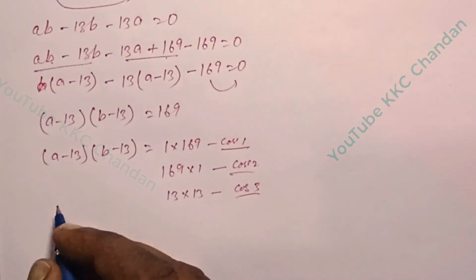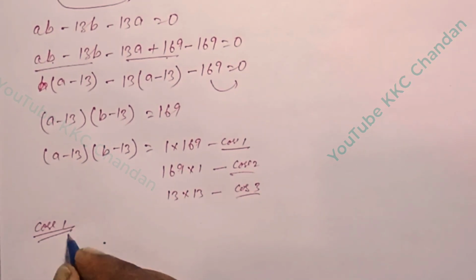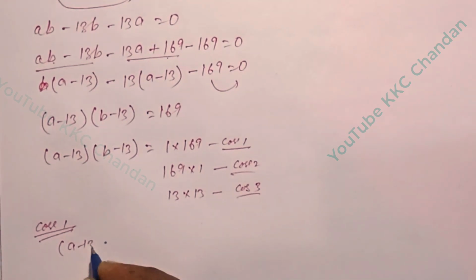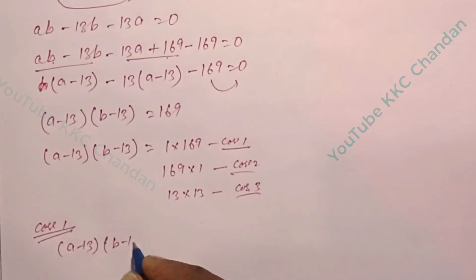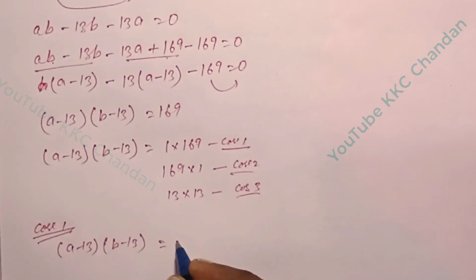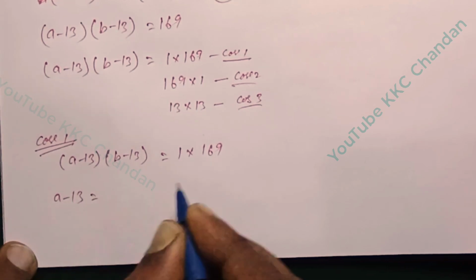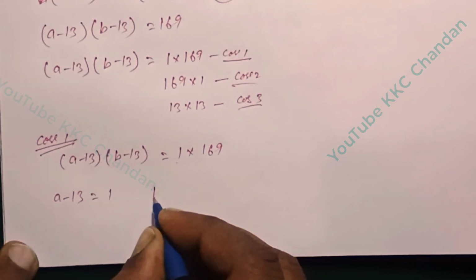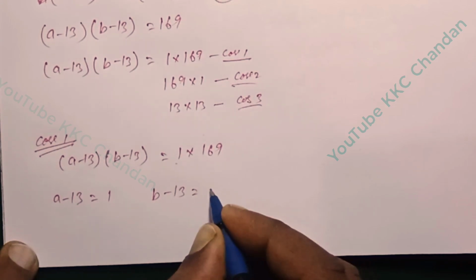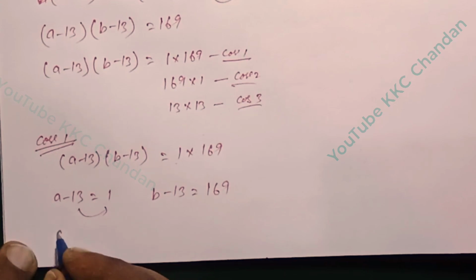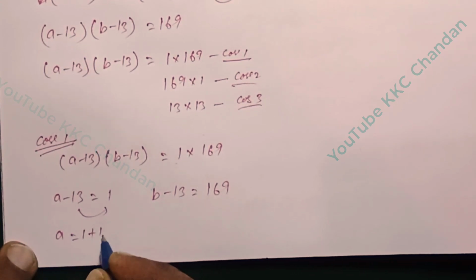See first, case number 1 says that bracket open a minus 13 into b minus 13 is equal to 1 into 169. After the next step, a minus 13 is equal to 1. Here b minus 13 is equal to 169. After the next step, this 13 comes this side, a is equal to 1 plus 13. Therefore a is equal to 14.